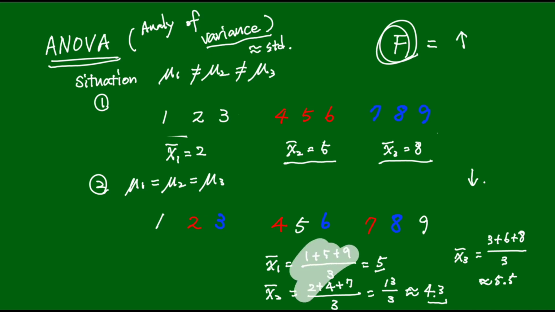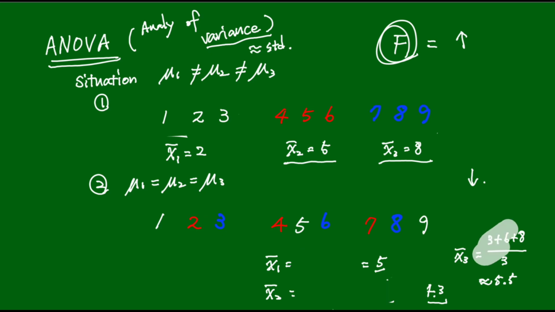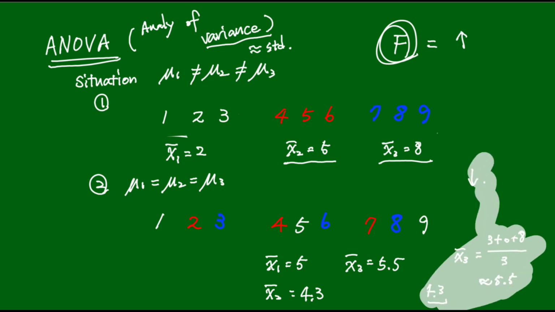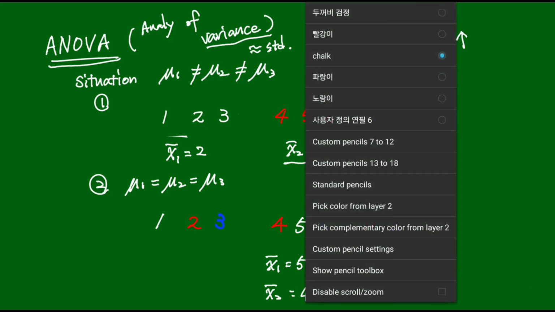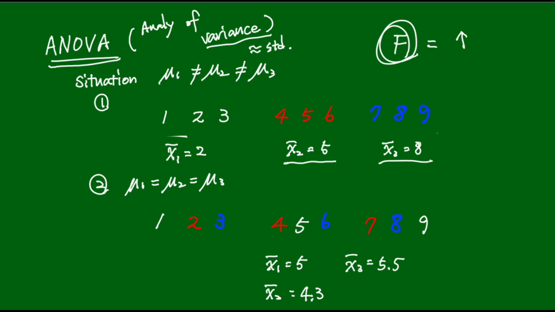So let me just write it down. We have x1 bar is 5, x2 bar was 4.3, x3 bar is 5.5. So some of you might think that, oh, definitely situation 1, we can say that they are totally different groups.